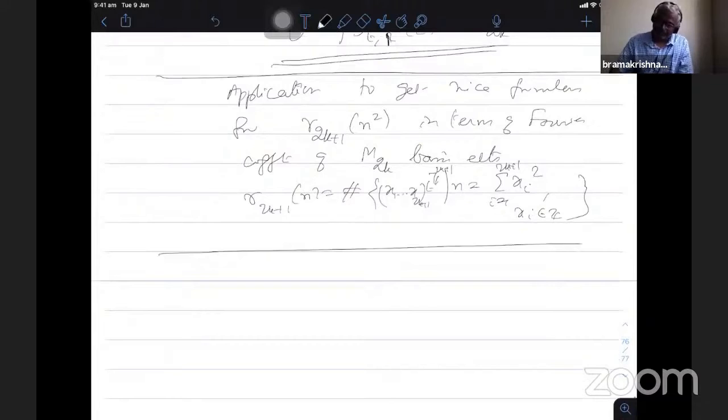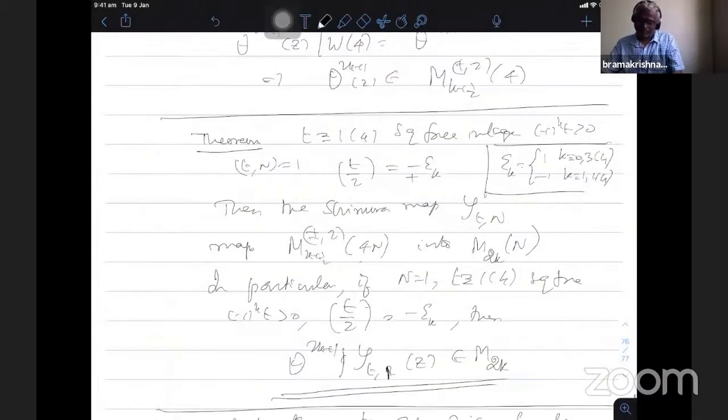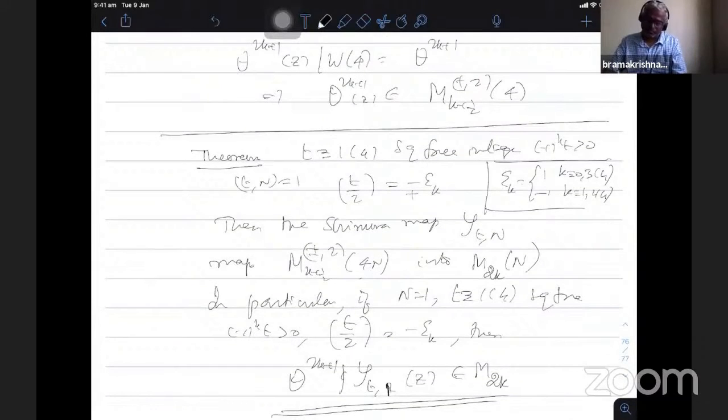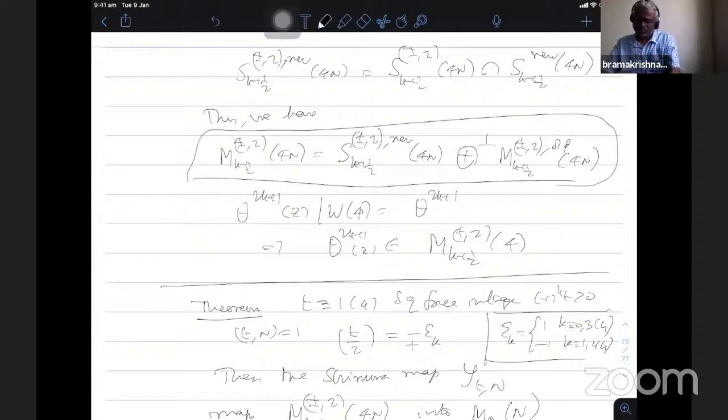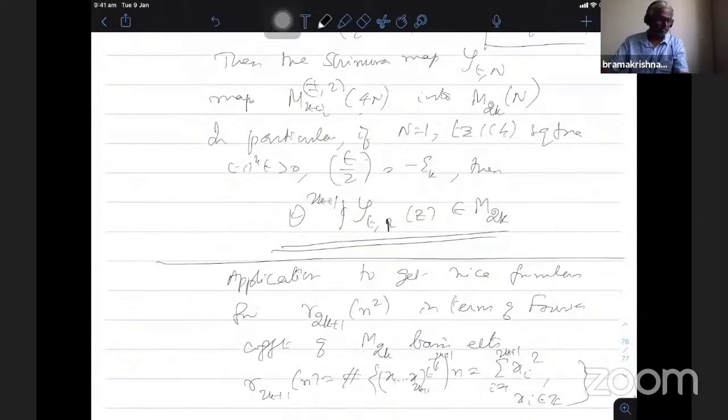Now, the idea is to show that, because of the decomposition, we will now show that when I take these new forms and apply this particular T, all the new forms are contained in the kernel of the Shimura map for this T. That is the main part. Once I prove that, if I apply the Shimura map, I write only in terms of the old forms, then I can explicitly write this decomposition and get the result. So that is the main idea. We try to prove that.